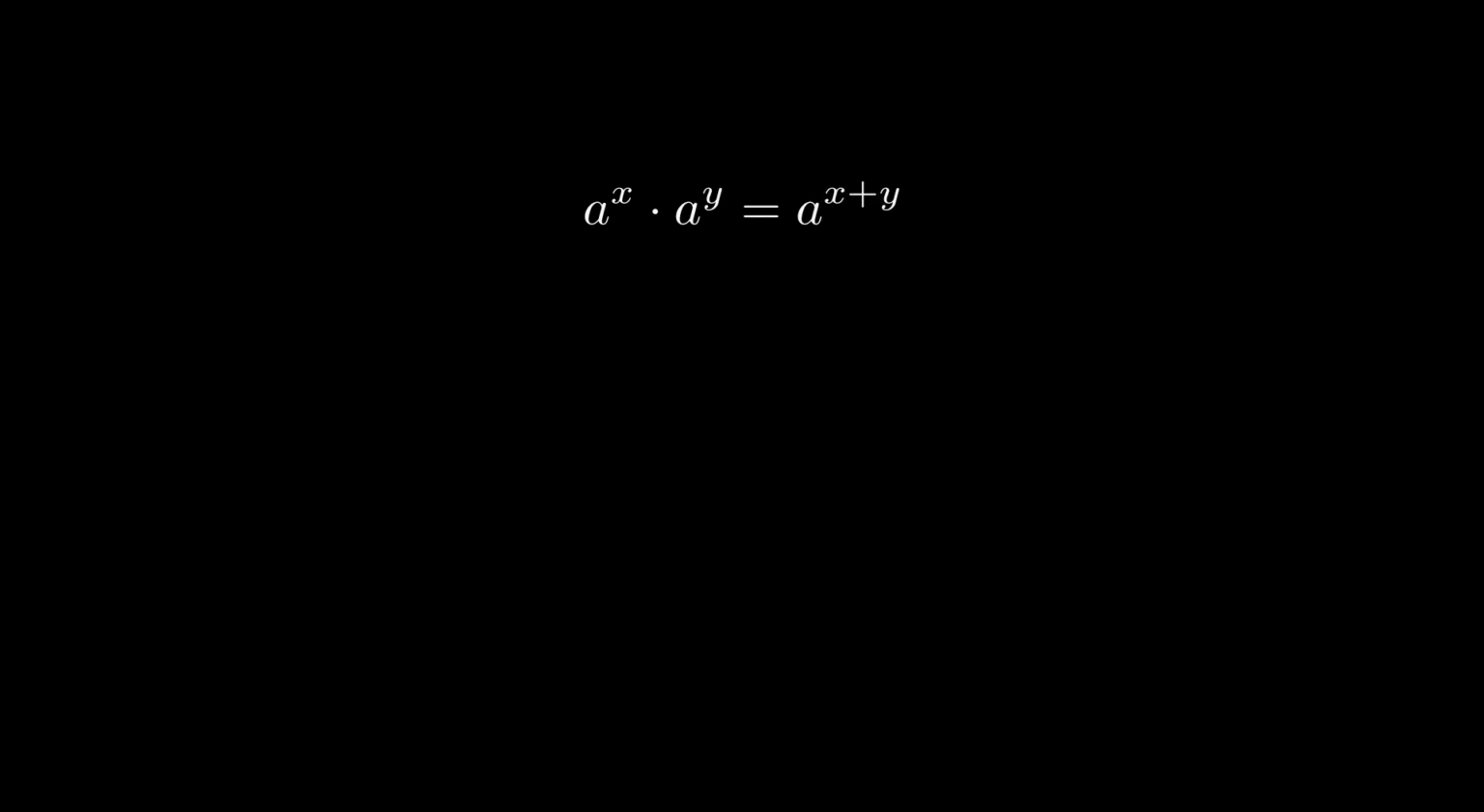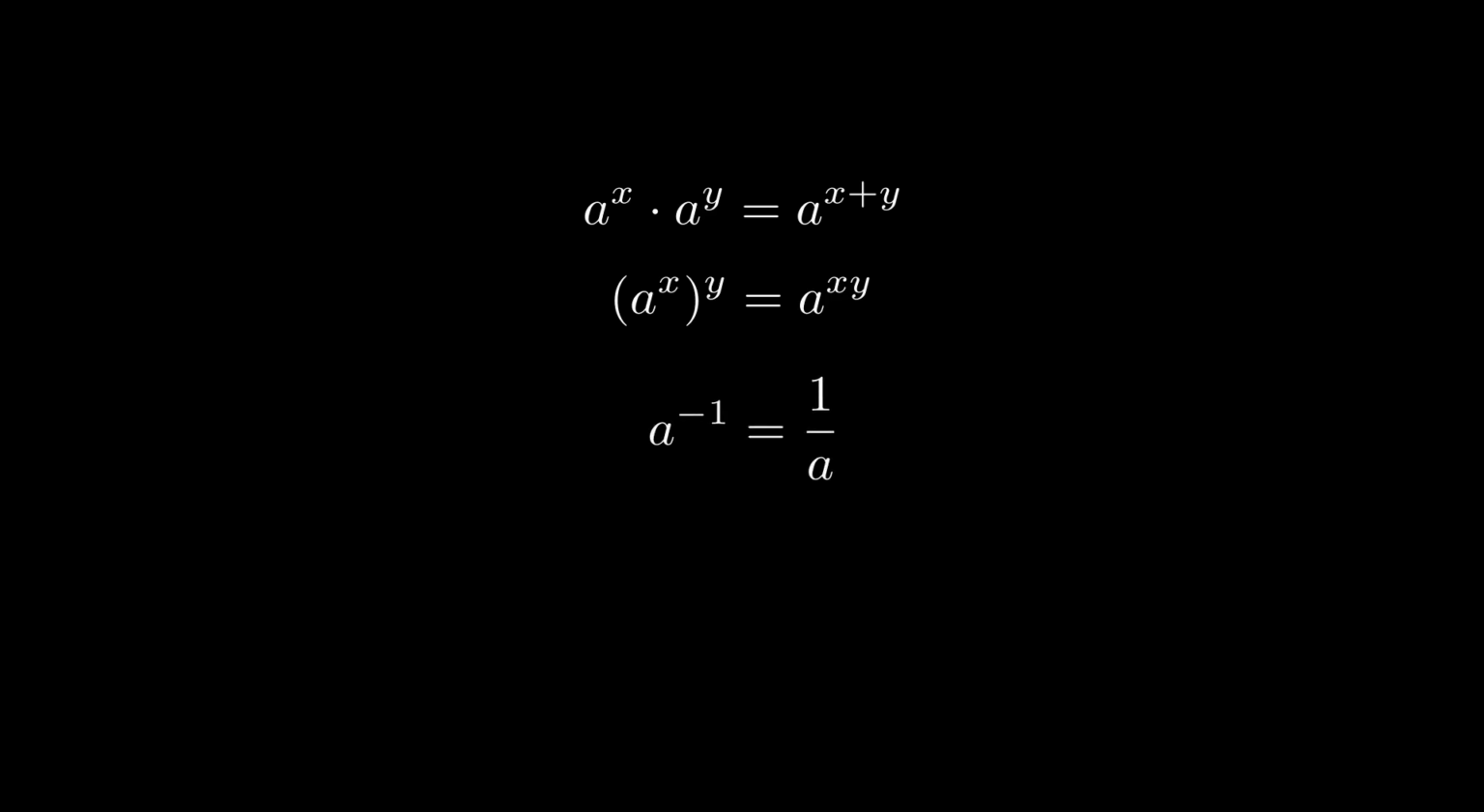Rule 1. a to the power of x multiplied by a to the power of y equals a to the power of x plus y. Rule 2. a to the power of x raised again to the power y becomes a to the power of x times y. And rule 3. a to the power of -1 is simply 1 over a.